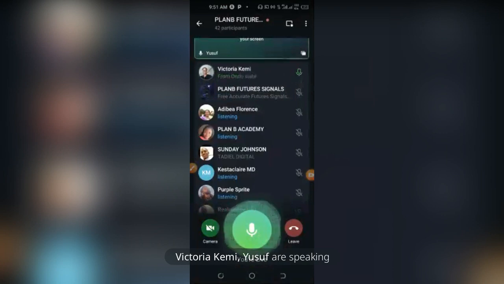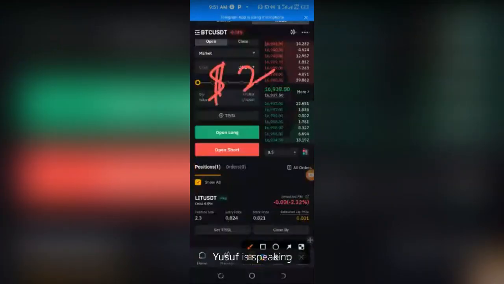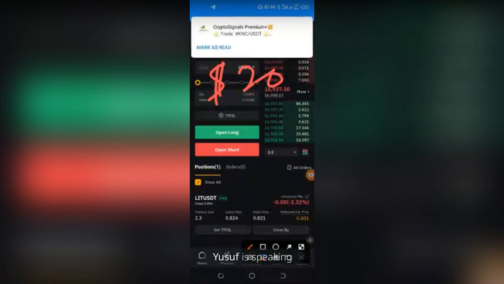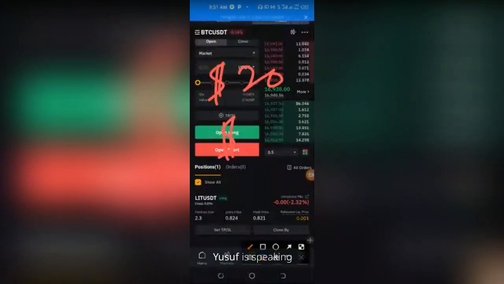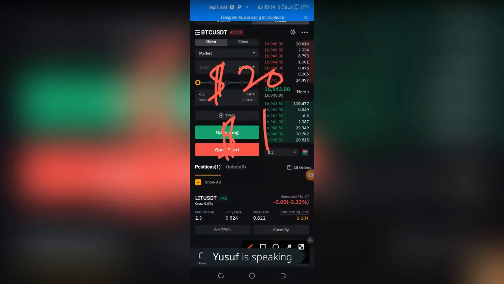Okay. So let's do the calculation. Let's do the math. With $20 now, 5% of $20, I know math, so 0.5. That's $1, right? I think it's $1. 5% of $20 is $1. If I am correct, that's $1. Yes. Right? Am I correct? Yes, you are correct.